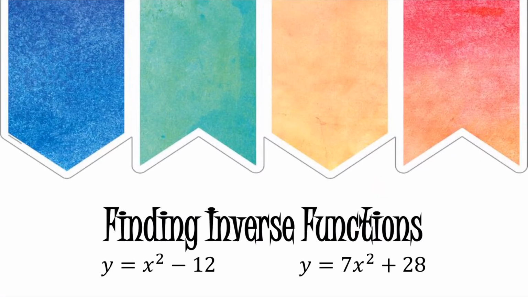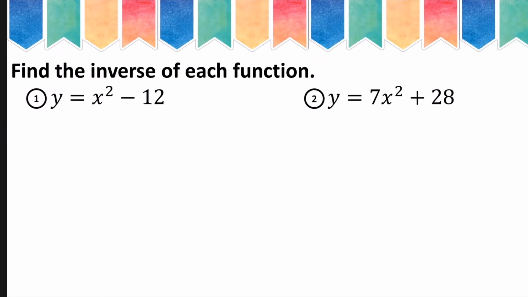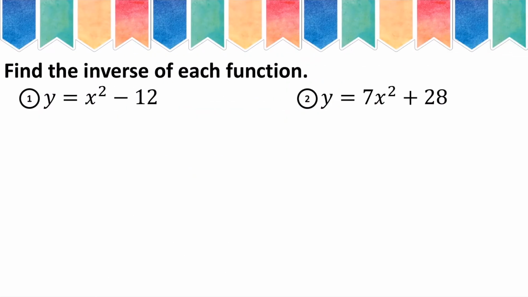In this video, we are going to learn how to find inverse functions when given a quadratic. Find the inverse of each function. Remember that inverse simply means that the x and the y are going to switch spots. So in this first problem, it will become x equals y squared minus 12. And now our job is to simply get the y by itself.